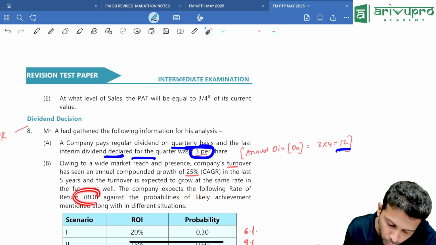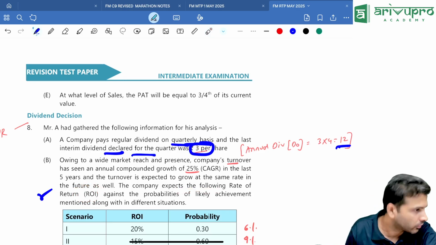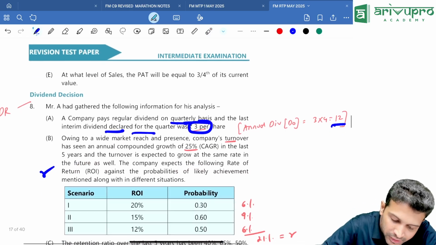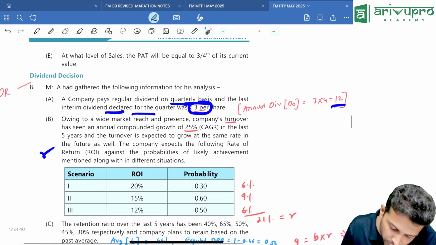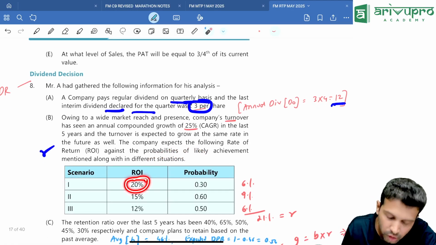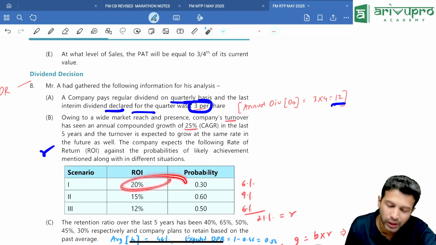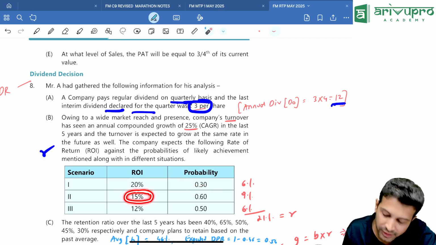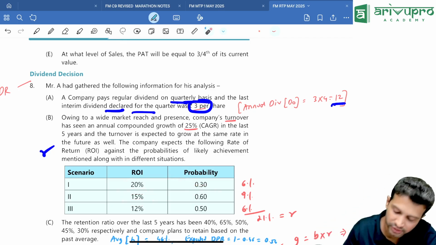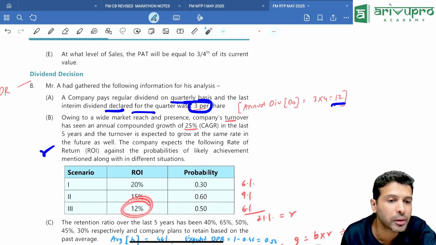Company expects the following rate of return on investment. This we call R. Check the R, but they may have given one number or various probabilities. If the first case happens, the rate of return on investment will be 20%, and there is a 30% probability that the first case will happen. And there is a 60% probability that the second case will happen and return on investment will be 15%. There is a 50% probability that the third case will happen and the return will be 20%.